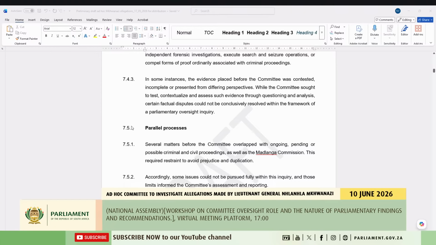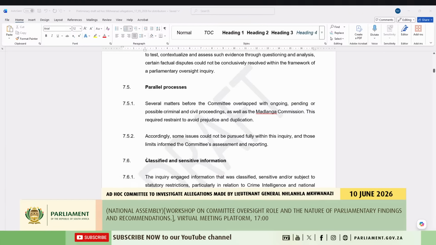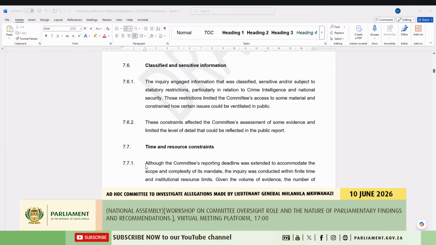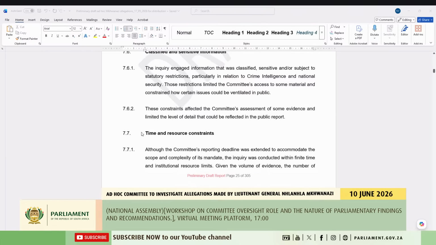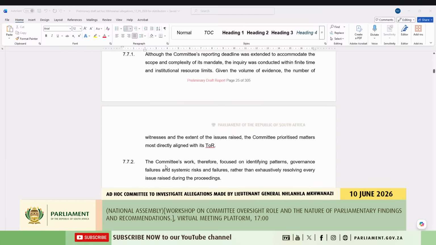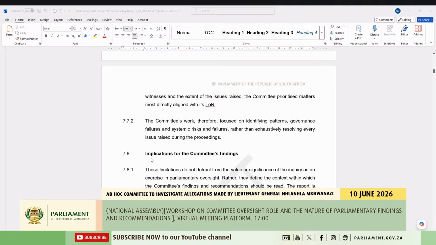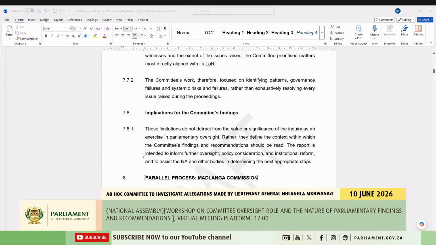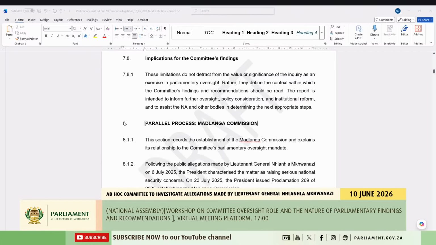As Christine indicated previously in her presentation, we also deal with the parallel processes, and like above, the classified and sensitive information as a limitation to the inquiry. Also, under limitations, we are having time and resource constraints.